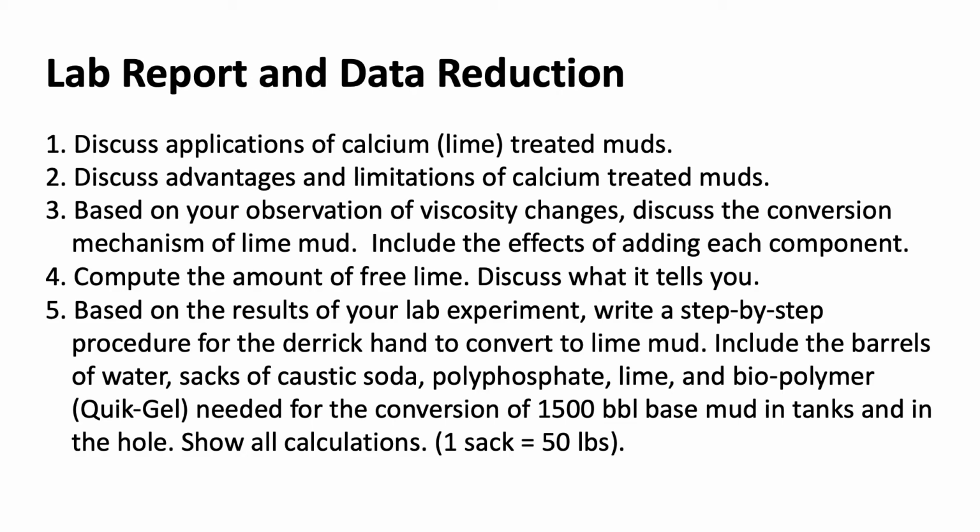5. Based on the results of your lab experiment, write a step-by-step procedure for the derrick hand to convert to lime mud. Include the barrels of water, sacks of caustic soda, polyphosphate lime, and biopolymer quick gel needed for the conversion of 1,500 barrels base mud in tanks and in the hole. Show all calculations. Note that 1 sack is equal to 50 pounds.